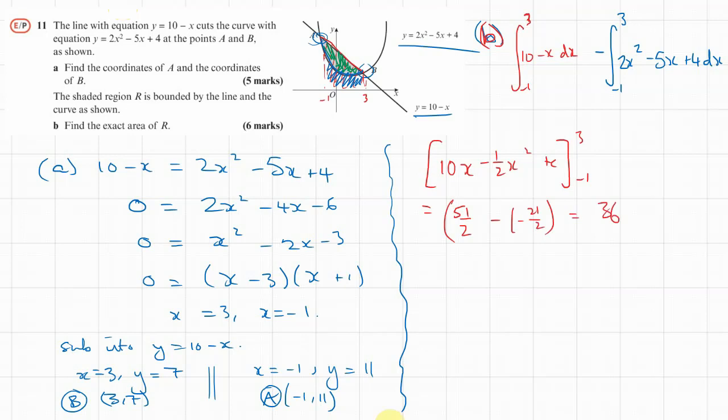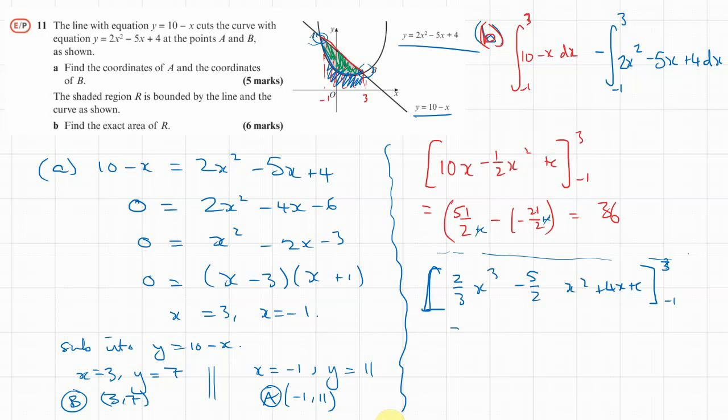And then if I go for my blue one, hopefully you can follow along with my colour scheme on this, I'm not setting it out the best to be honest, when I integrate this, I am going to get 2 over 3 x cubed minus 5 over 2 x squared plus 4x plus c. When you're doing these things, always remember to put your plus c's in there because they will just cancel out. But it's good to write them for practice. You can lose marks otherwise on certain types of questions.